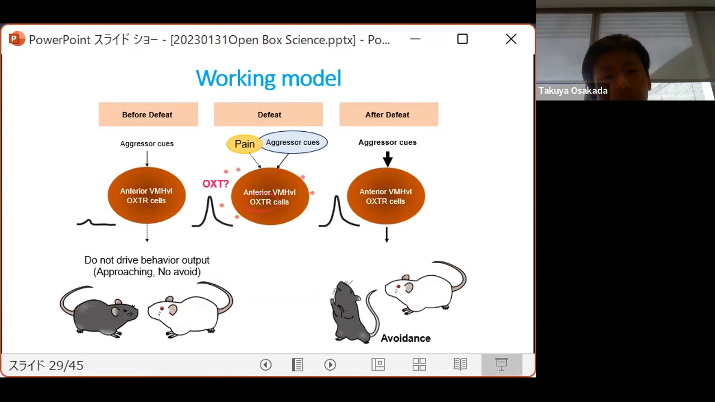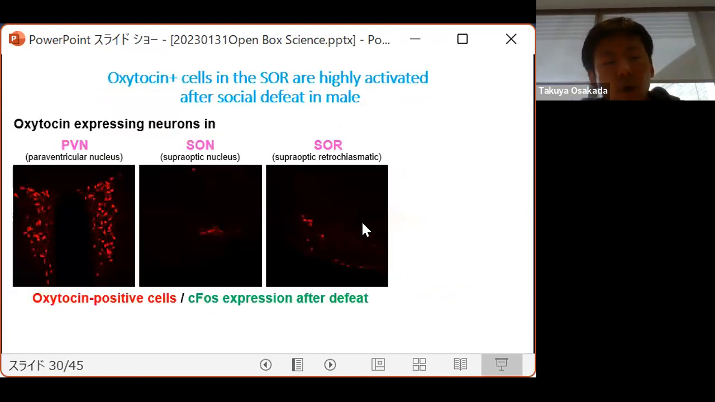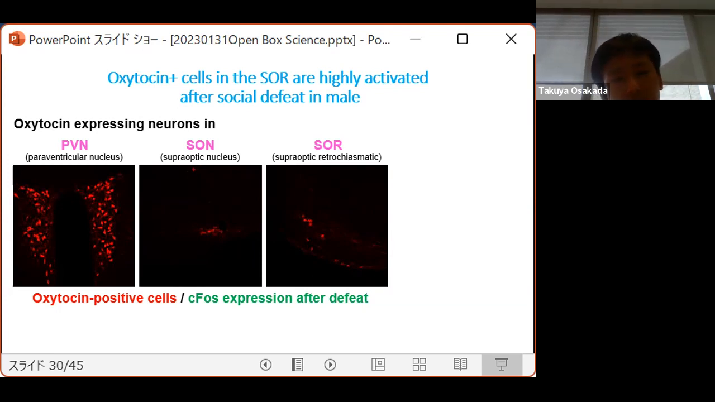Okay, so the last question I want to address today is whether the oxytocin peptide itself is important to show avoidance behavior or not. When we consider oxytocin secretion, there should be potential regions that can secrete the oxytocin peptide towards other regions. There are three regions here. PBN is a very popular region with oxytocin expressing cells. And the SON, supraoptic nucleus, and there is a tiny region beside the anterior part of the medial amygdala, the retrochiasmatic supraoptic region. So we wanted to target these three regions for the oxytocin expressing population.